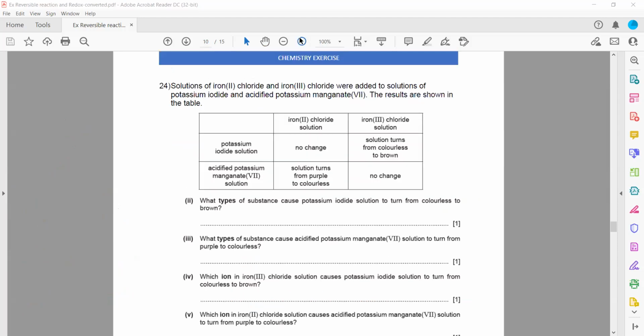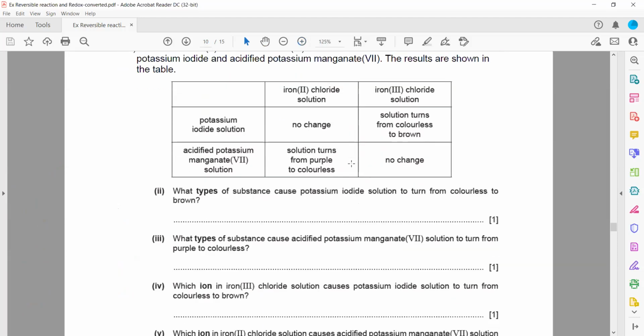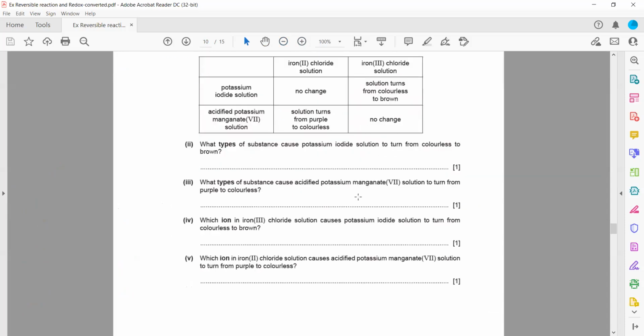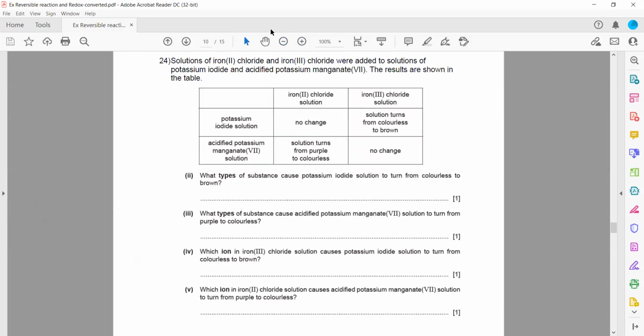Then another question. Question 24. Solution of iron 2 chloride. So we have iron 2 chloride and iron 3 chloride were added to potassium iodide and potassium manganate. This is the table. The results are shown. So what type of substance causes a potassium iodide solution to turn from colorless to brown?